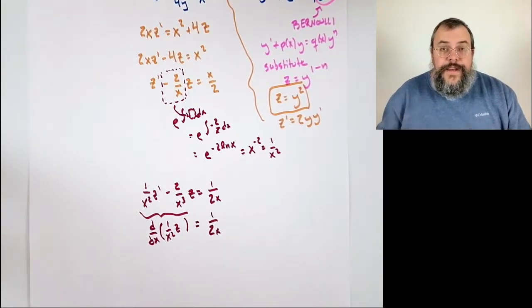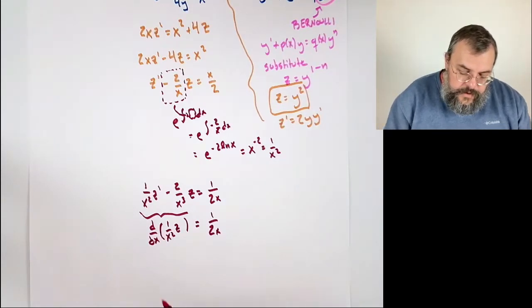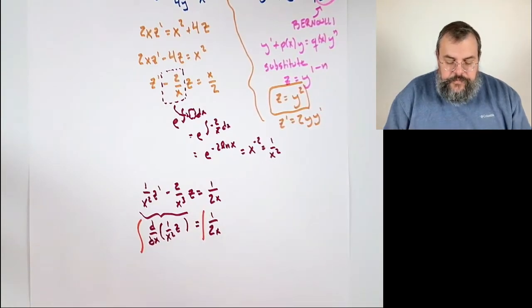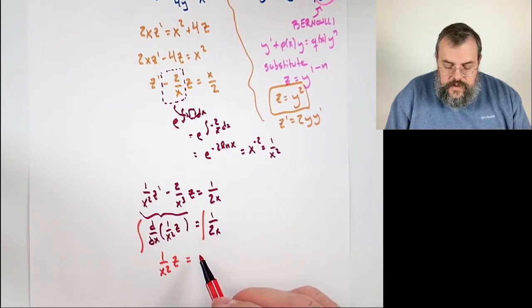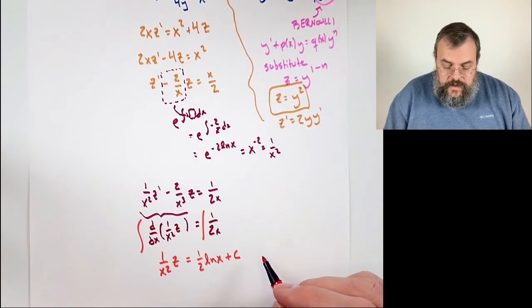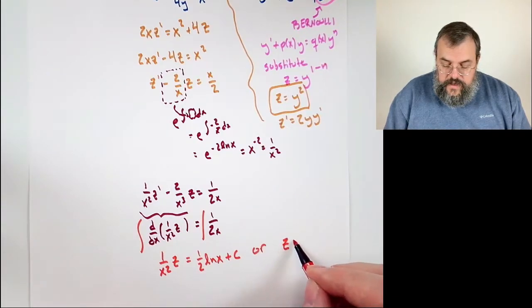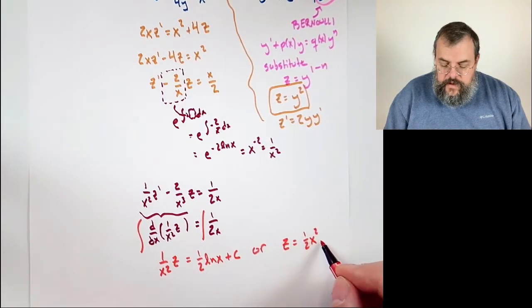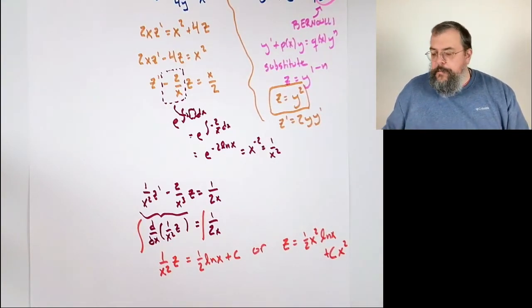And now we say integrate. So we're like, great, let's do that. So we do. And what do we get? And so we get 1 over x squared times z is equal to 1/2 log x plus, of course, some constant c. All right, or we can multiply both sides by x squared. z is equal to 1/2 x squared log x plus some constant times x squared. Okay, ran out of a little bit of space there, but are we done?